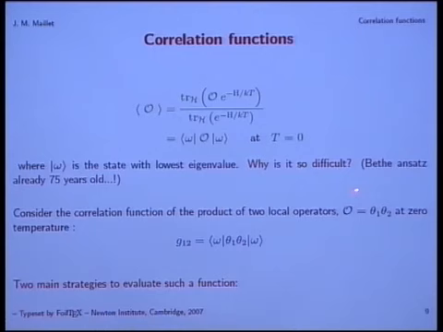So why is it so difficult? Well, let's consider a typical correlation function, a two-point function at 0 temperature, where you have simply the average value in the ground state of the product of two local operators, say theta 1, theta 2.